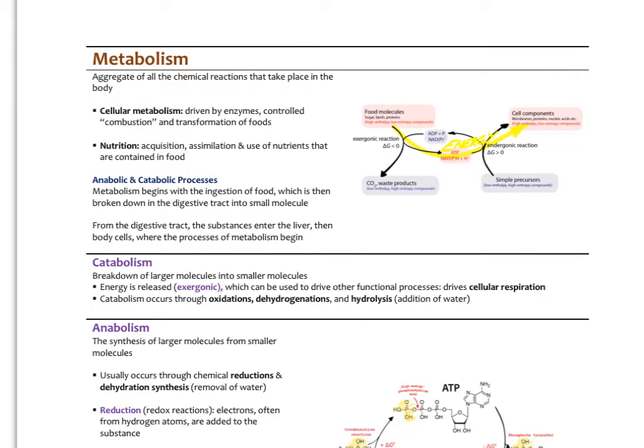So we're going to focus now on metabolism at the cellular level. We've looked at it from the organ perspective, but let's see what happens to all these foodstuffs at the cell level. Metabolism, by definition, is the aggregate of all chemical reactions that take place in the body. The metabolism at the cell level is driven by enzymes. So our enzymes really are the drivers of the life processes.